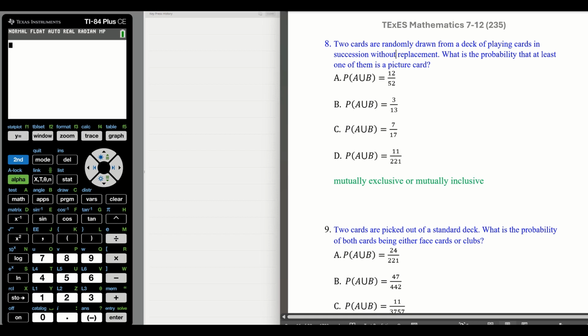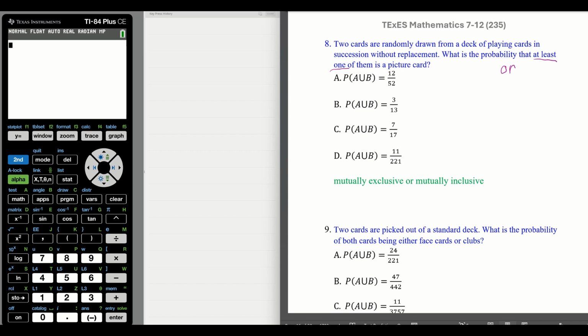Number 8. Two cards are randomly drawn from a deck of playing cards in succession without replacement. That means one after the other without replacement. We're not going to put it back. What is the probability that at least one of them is a picture card? The term at least one means we're going to have one or the other, picture card or not picture card.